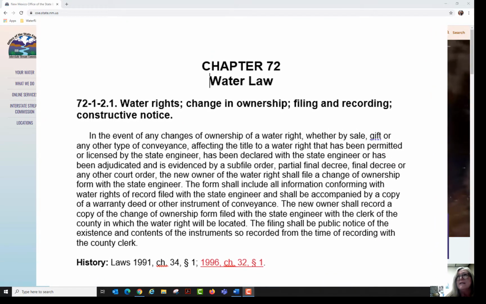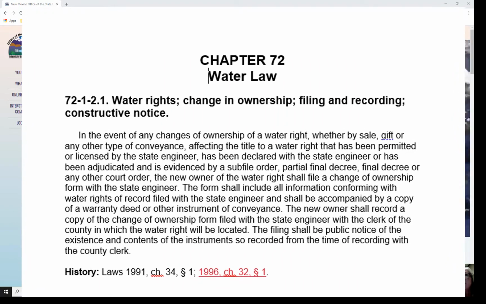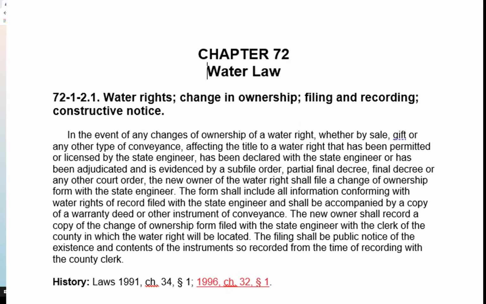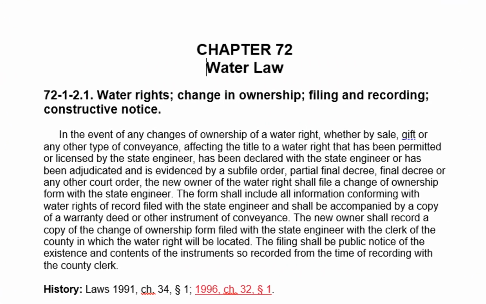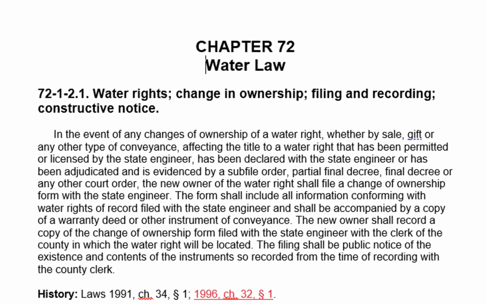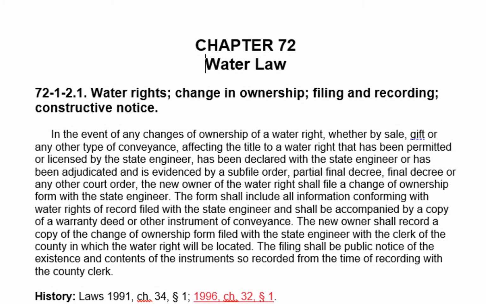72-1-2.1 NMSA 1978 states, in the event of any changes of ownerships of a water right, whether by sale, gift, or any other type of conveyance, affecting the title to the water right which has been permitted or licensed by the state engineer, has been declared with the state engineer, or has been adjudicated, or is evidenced by a subfile order, partial final decree, or any other court order, the new owner of the water right shall file a change of ownership form with the state engineer.